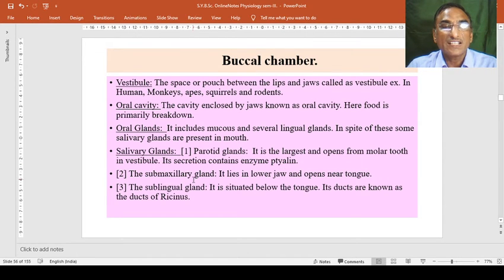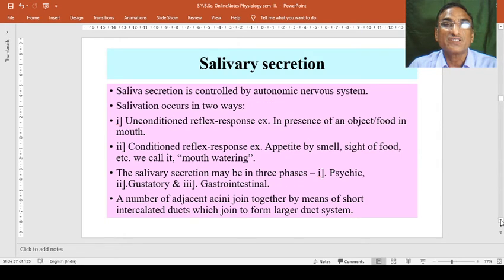Second, the submaxillary gland. As the name suggests, it is located in the submaxillary zone, meaning it lies in the lower jaw and opens near the tongue. Third is the sublingual gland. The lingual organ is the tongue, so naturally this gland also opens at the base of, or below, the tongue. Its ducts are known as the ducts of Rivinus. The ducts of the sublingual glands are known as ducts of Ricinus or Rivinus also.